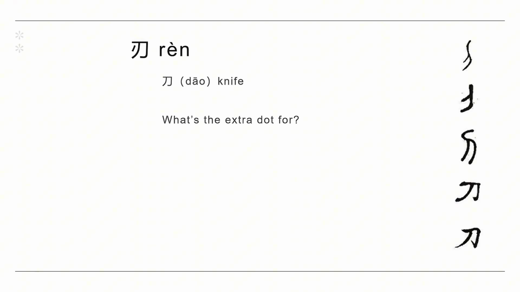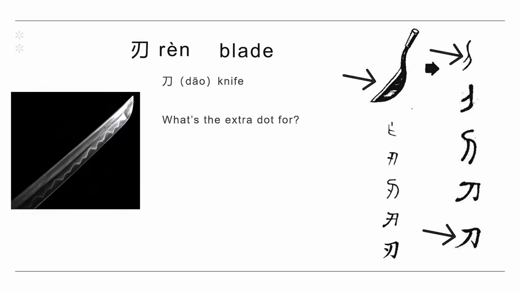Well, let's first look at how the character for knife has changed over time. If we were to draw the earliest version of 刀 in more detail, it might look like this. The extra dot on our character 刃 is located here on the modern character, which would be here on the earliest version of the character. And as you can see, that marks the blade of the knife. So 刃 means blade.